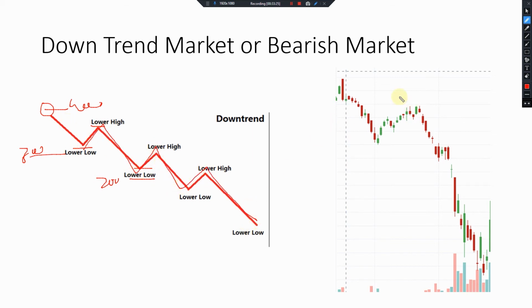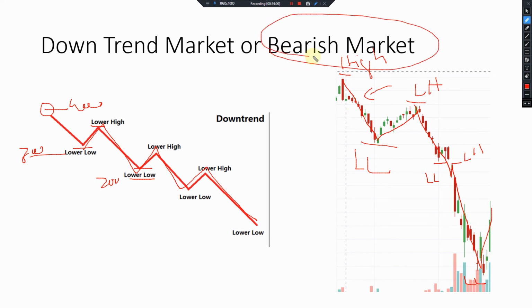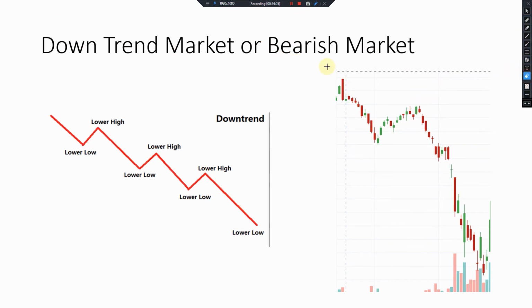That's how markets always move. So you see this is again the Reliance stock, and during some period of time there was a downfall. It made a small up move and then again a fall, then a small up move, then again a huge fall, then again an up move. So this was the high, this was the lower low, this was the lower high, and again it came down till here. This was another lower low. It made a small up move, a lower high, and it came down in a huge fall to a lower low. So this was a downtrend or bearish market. So that's about the uptrend and the downtrend.